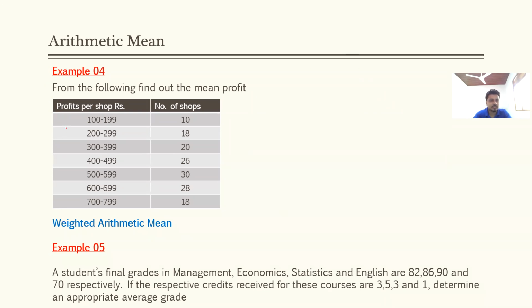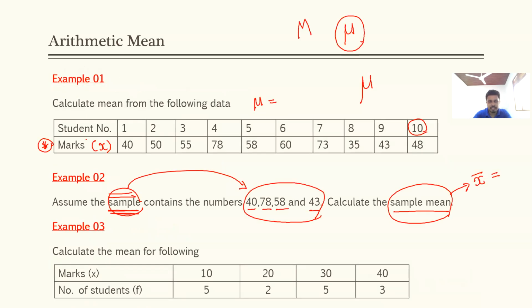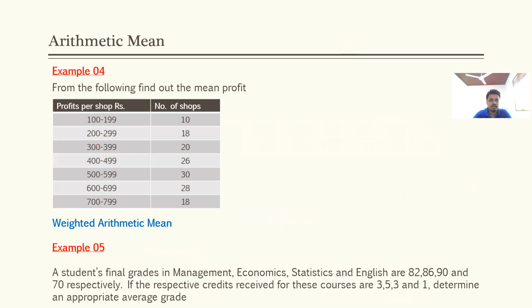So this time we are having a grouped data set. Example number 1 was an individual population data set. Example number 2 was an individual data set, but that was obtained from a sample. In example number 3 we had an ungrouped frequency distribution. In example 4 we are having a grouped data set, a grouped frequency distribution. Right.